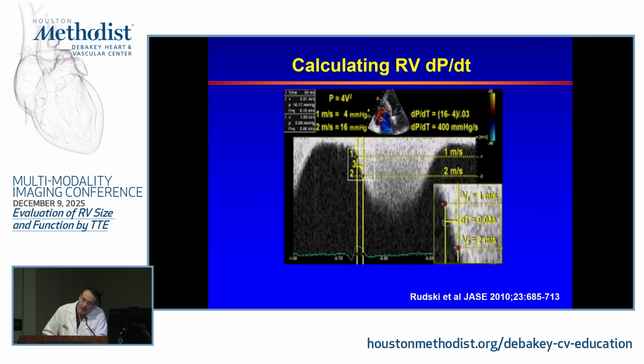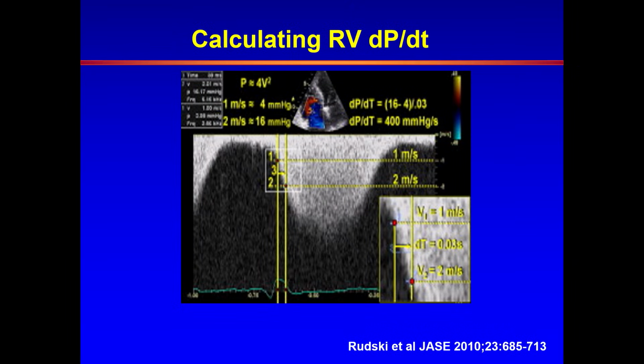You do the modified Bernoulli, and this corresponds to a pressure difference of 16 minus 4, or 12. And so all you have to do is divide that 12, which is a fixed number now in the numerator, by the time interval between when the velocity was 1 and when the velocity is 2 meters per second. The lower limit of normal is 400 millimeters mercury per second.